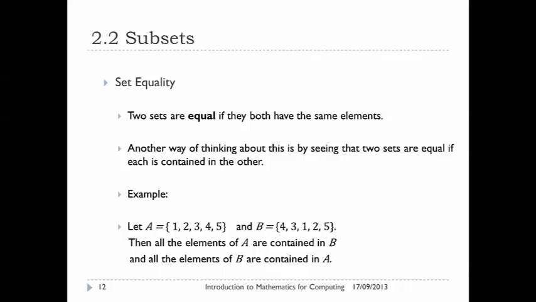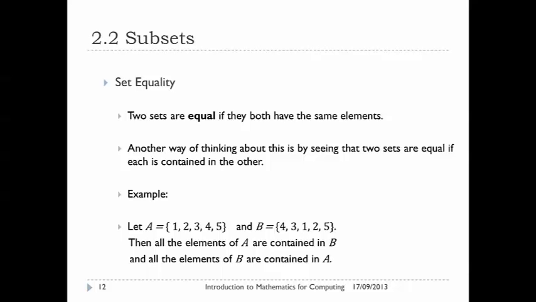Just by inspection, we can see 1 is an element of A and 1 is also an element of B. 2 is an element of A, 2 is also an element of B. 3 is an element of A, 3 is also an element of B. 4 is an element of A, 4 is also an element of B. And finally 5 is an element of A, and 5 is also an element of B.